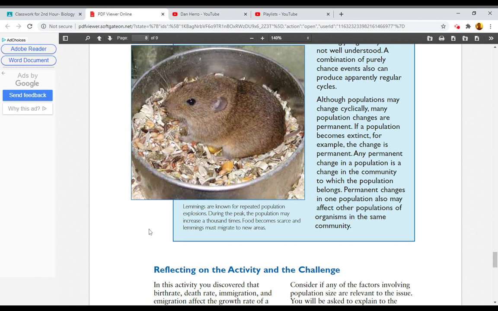Lemmings are known for repeated population explosions. During the peak, the population may increase 1,000 times. Food becomes scarce, and lemmings must migrate to new areas.